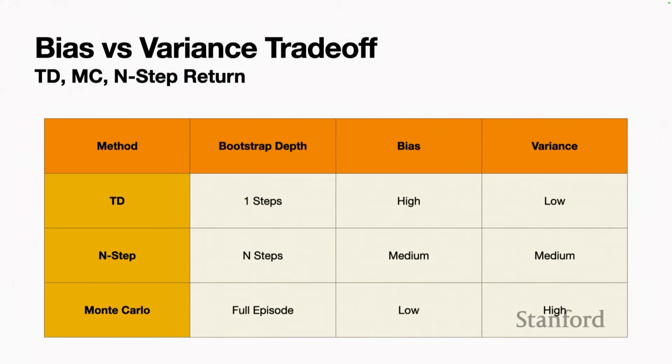The bias for something like TD is going to be high, whereas for n steps it's going to be somewhere in the middle, depending on how large your k is. And for Monte Carlo, you're not going to have any bias at all. And then the variance would be the reverse of this, where TD has lower variance, with n-step return being somewhere again in the middle, and Monte Carlo having high variance.